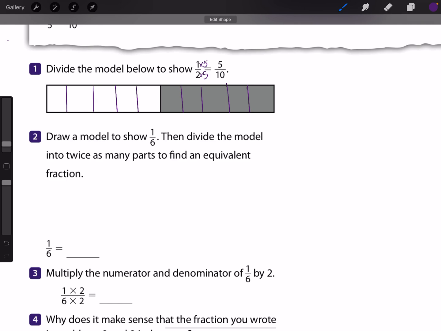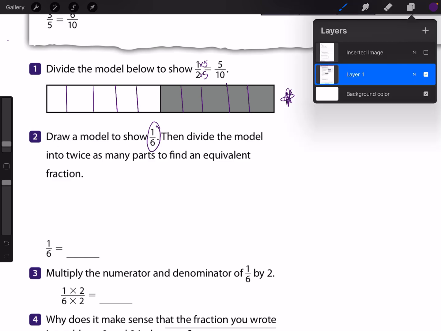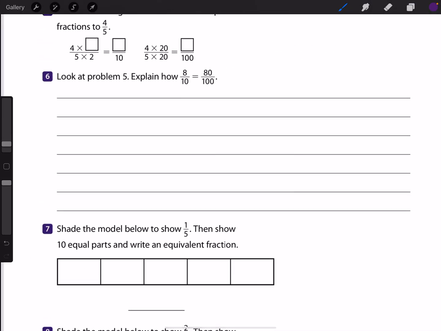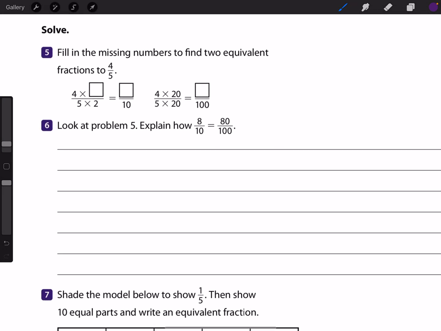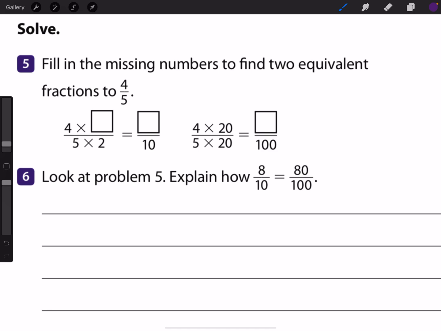Okay, and on number 2, draw a model to show 1/6. Then divide the model into twice as many parts to find an equivalent fraction. So you're basically drawing this, but for 1/6. Okay? All right, now I'm going to go to the back side because the back side has a tricky one that I would like to help you with. So number 5, look at that one. Fill in the missing numbers to find 2 equivalent fractions to 4/5.